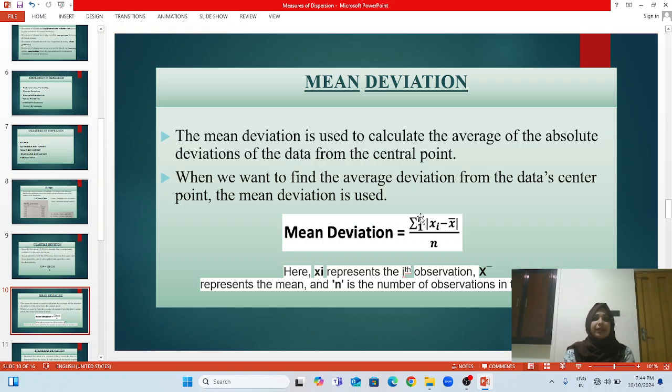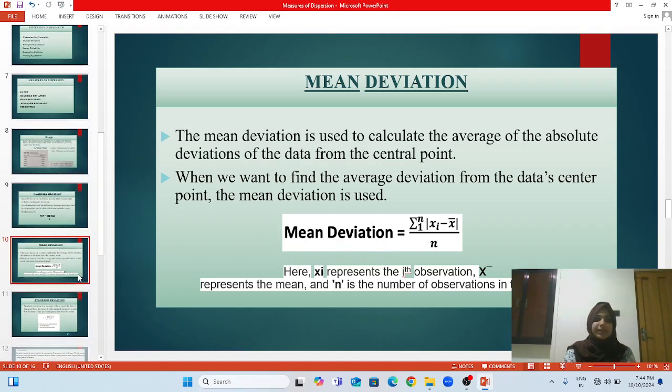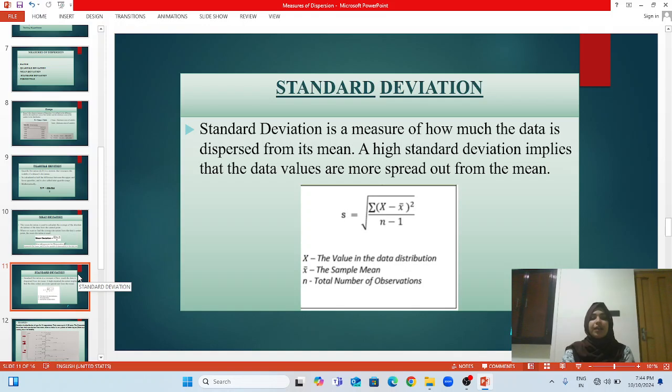That means less dispersed, more reliable central point. Now we are discussing standard deviation, which is the fourth measure of dispersion. Standard deviation and mean deviation are in a sense similar. Mean deviation does not consider the outliers, while standard deviation considers the outliers.